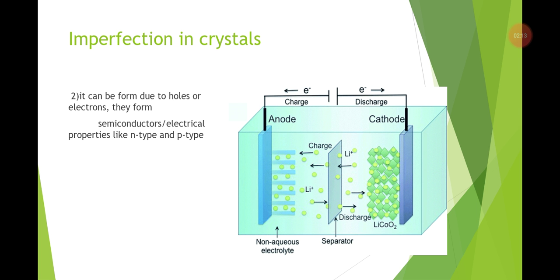Now the second one is it can be formed due to the holes or electrons. They form semiconductor or electrical properties like n-type and p-type. So these imperfections can be caused due to the holes or electrons. Like if we see in the figure, it is a lithium battery connected with a source. When we apply the source, then one side is anode, the other side is cathode. So there can be holes or electrons, and it can cause imperfection in the crystals.